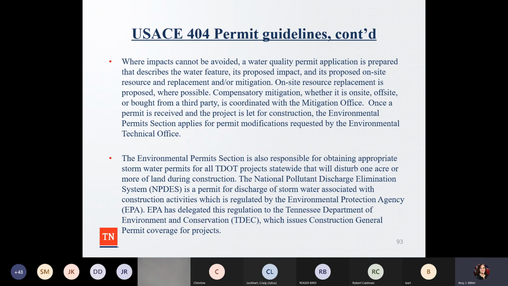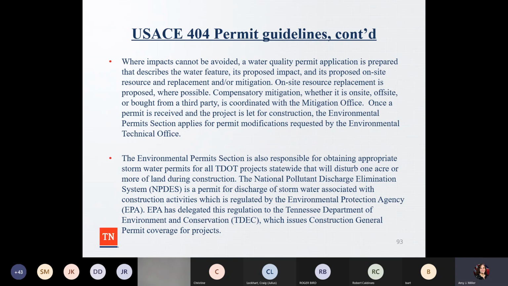So again, the environmental permit section is responsible for obtaining appropriate stormwater permits for all TDOT projects that will disturb 1 acre or more of land during construction, and then having the National Pollutant Discharge Elimination System permit for discharge of stormwater associated with construction activities. And then EPA has delegated this regulation to TDEC, which issues the construction general permit for coverage for projects.